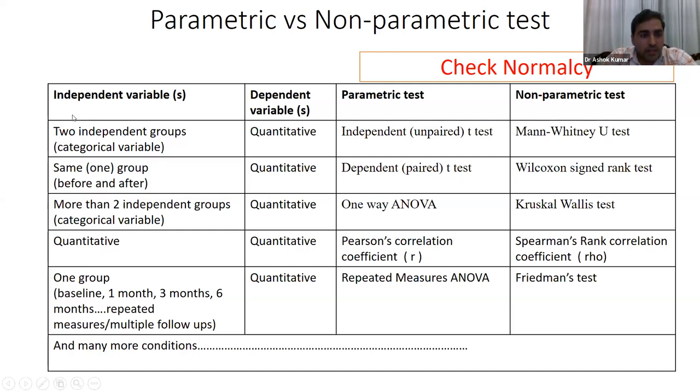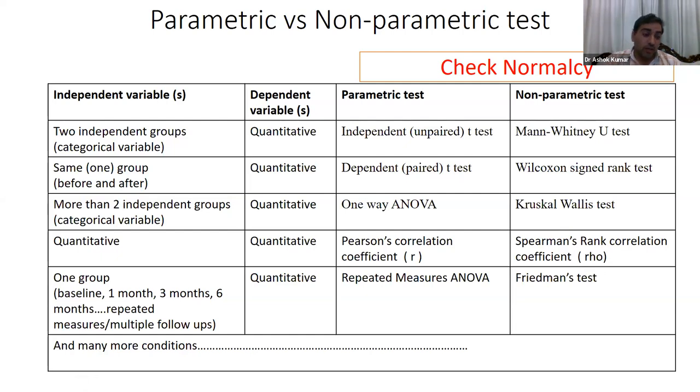Now, fourth condition, if independent variable is quantitative, for example, height, and dependent variable is also quantitative, for example, weight, and height and weight both are quantitative in nature. So for this, we have to use Pearson correlation coefficient R if these both are normally distributed. Otherwise, we have to use Spearman's rank correlation coefficient. It's called rho, R-H-O, rho.